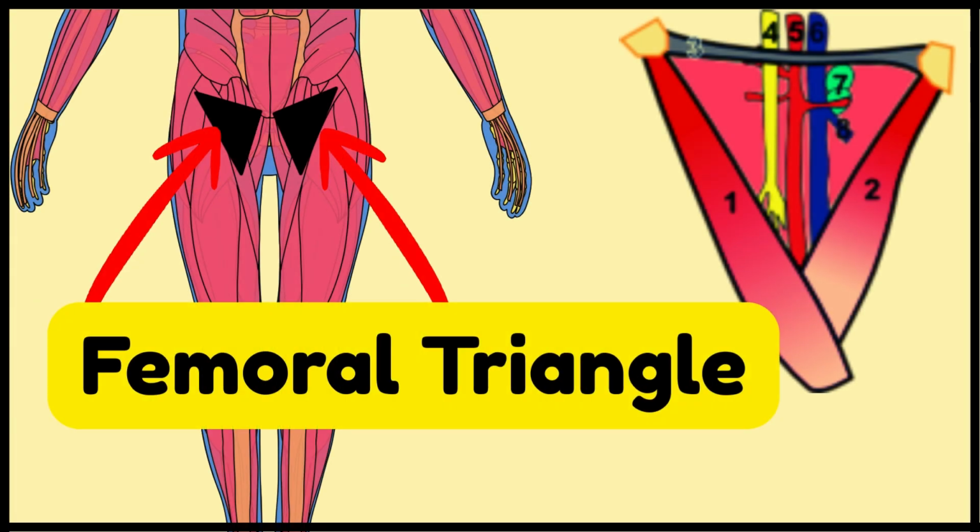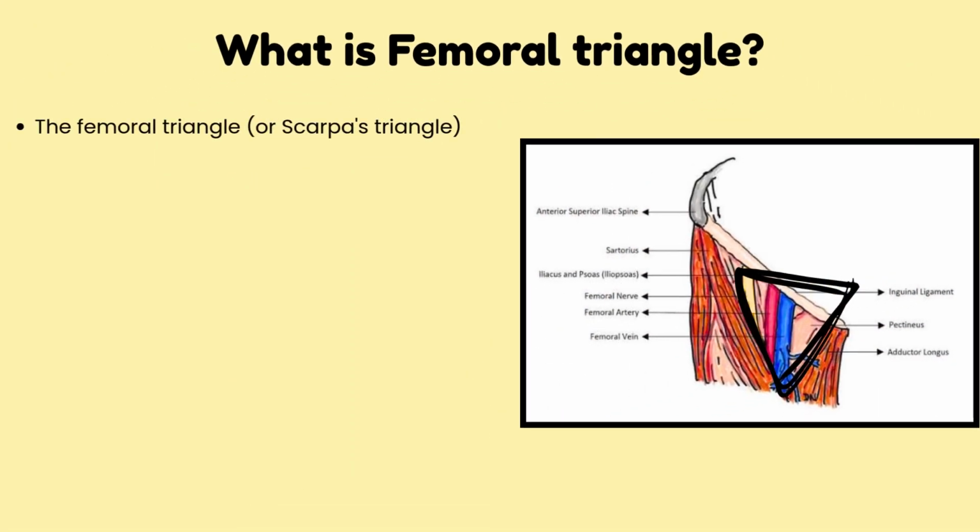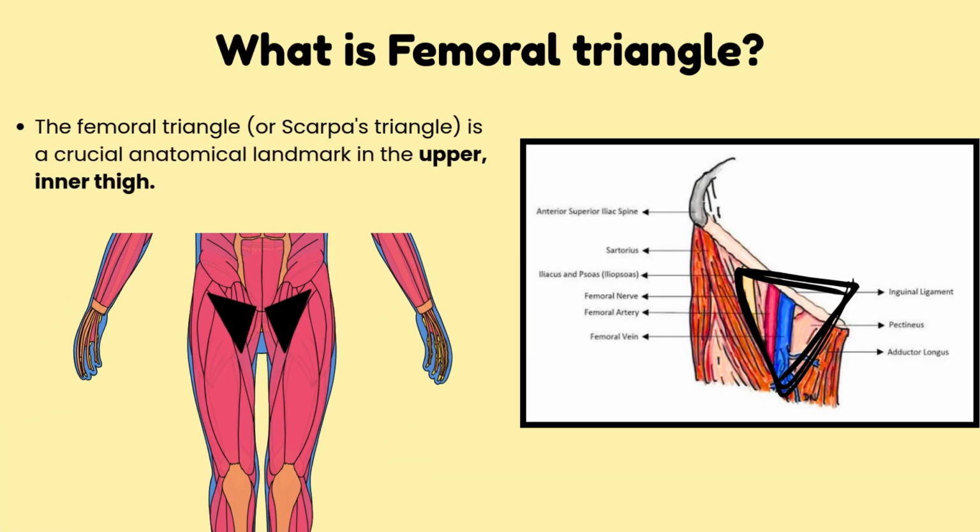Femoral triangle. What is femoral triangle? The femoral triangle, also known as Scarpa's triangle, is a crucial anatomical landmark in the upper, inner thigh. It appears as a hollow area, below the groin.